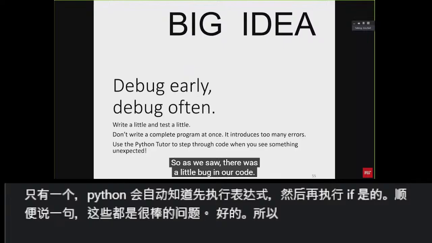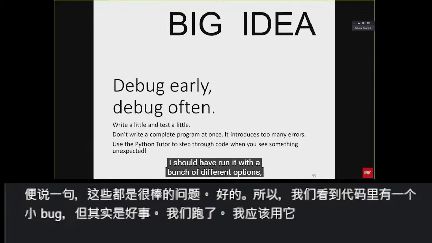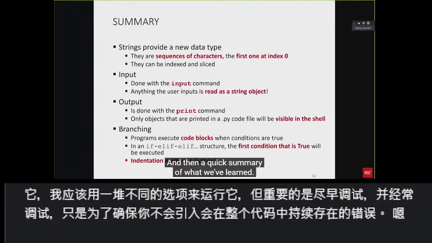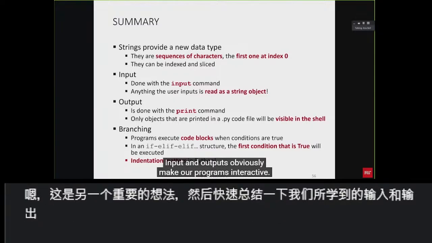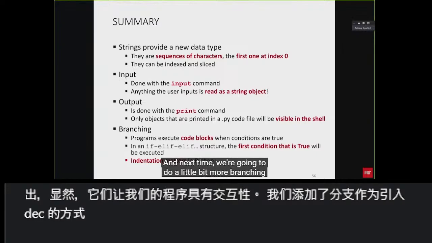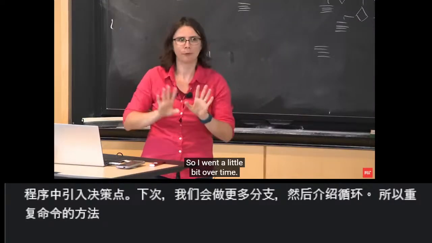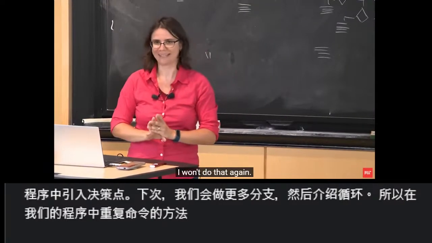So as we saw, there was a little bug in our code. It's a good thing we ran it. I should have run it with a bunch of different options, but it's important to debug early and debug often, just to make sure that you don't introduce a bug that will carry on throughout the code. That's another big idea. And then a quick summary of what we've learned. Input and outputs obviously make our programs interactive. We added branching as a way to introduce decision points in our program. And next time we're going to do a little bit more branching and then introduce looping, so ways to repeat commands in our programs. Sorry I went a little bit over time. I won't do that again.